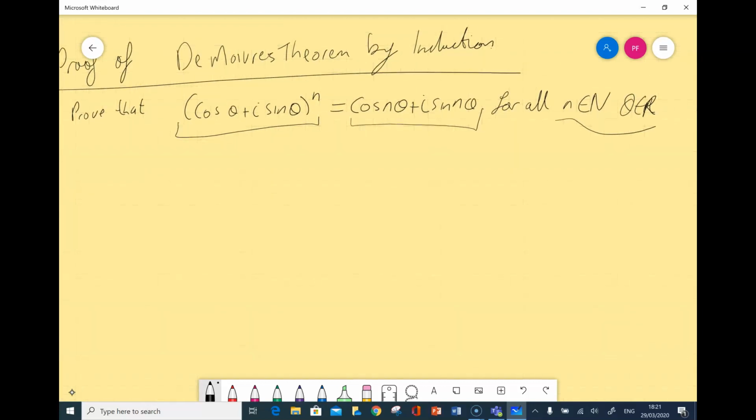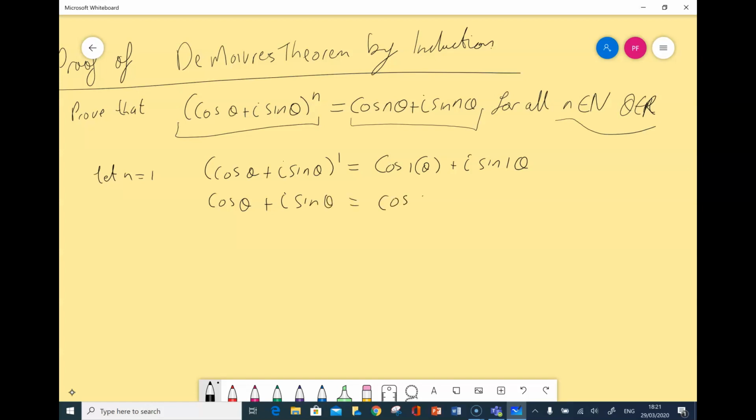So the first value we put in for n is 1. Let n equals 1. So (cos theta + i sin theta) to the power of 1 is equal to cos 1 times theta + i sin 1 times theta. When you do this to the power of 1, you just get cos theta + i sin theta equal to cos theta + i sin theta. Okay, so it's true for n equals 1.